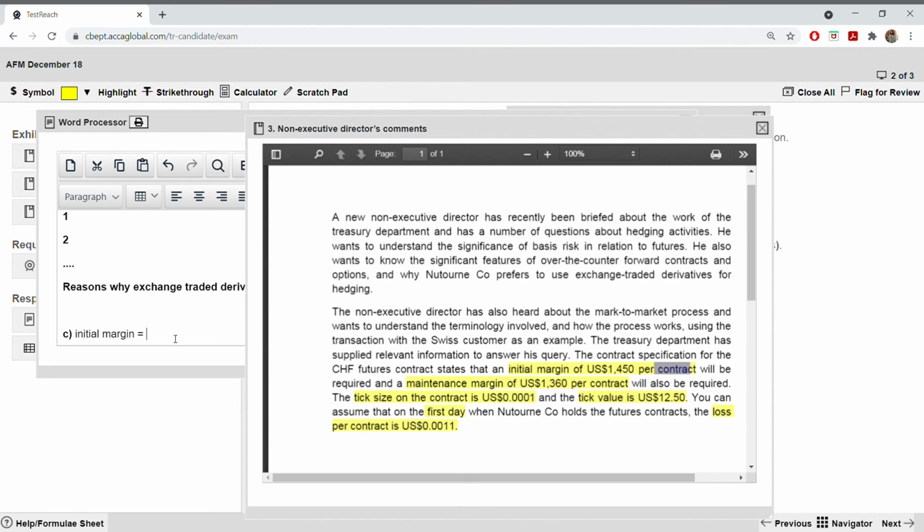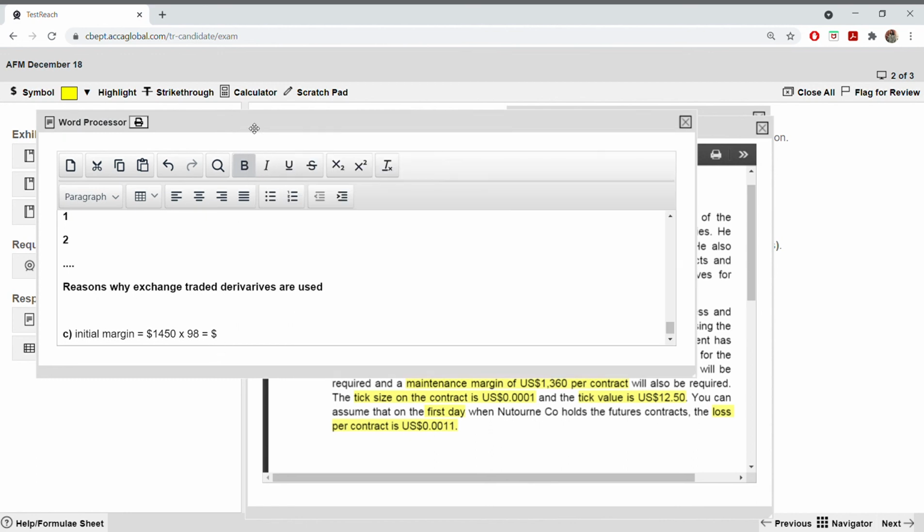So it is $1,450 multiplied by 98, because 98 was the number of contracts, so equal to dollars. Just look at the currency, it is in dollars. So now don't think about Swiss francs and all, it's not needed here. It is $142,100.